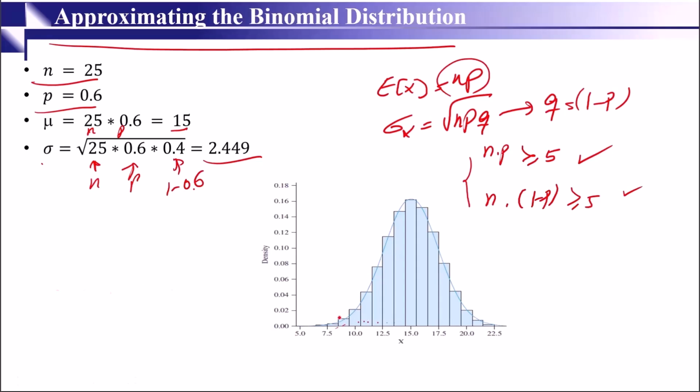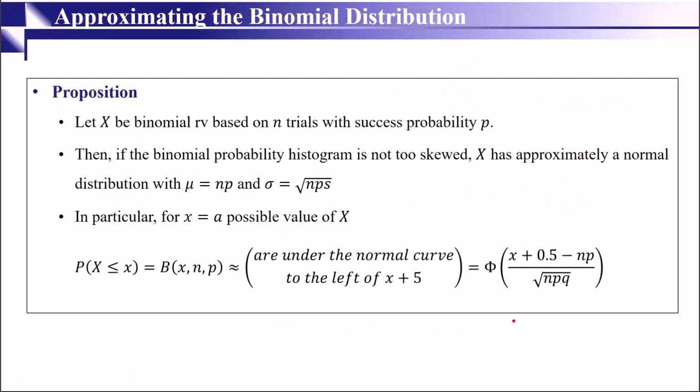We have approximated this one using this blue curve, that is the normal distribution. If X is a binomial random variable with n trials and success probability p, and if the histogram is symmetric, then X is approximately normally distributed, where mu is equal to np, and sigma is the square root of npq. This one should be q.